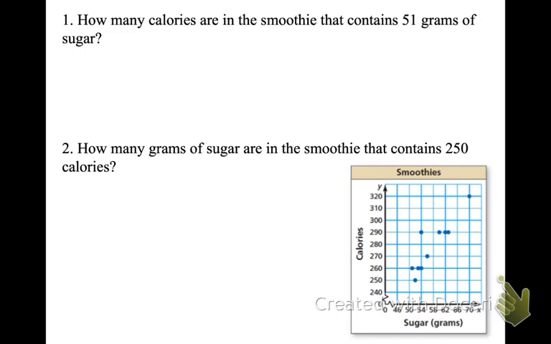Number 1, how many calories are in a smoothie that contains 51 grams of sugar? Go, Julio. 260. Right, so I go very close to 50. I go all the way up, and it's about 260. So it's 260 calories. Then they give us an output, how many grams of sugar are in the smoothie that contains 250 calories. Emily. The 250 calories is about 52 grams of sugar. Good. It's in between 50 and 54, so it's about 52 grams.